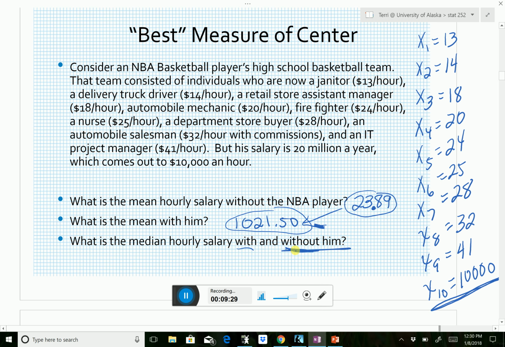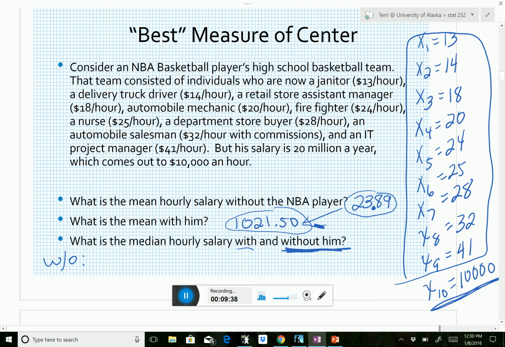So let's first of all look at without him. What's the median? Now without him, here is the data, and we are looking at the middle number. Everything is in increasing order here. So 1, 2, 3, 4, 1, 2, 3, 4. The one in the middle is 24. So without him, it's $24 an hour, about the same as the mean without him. So there would be no problem there.